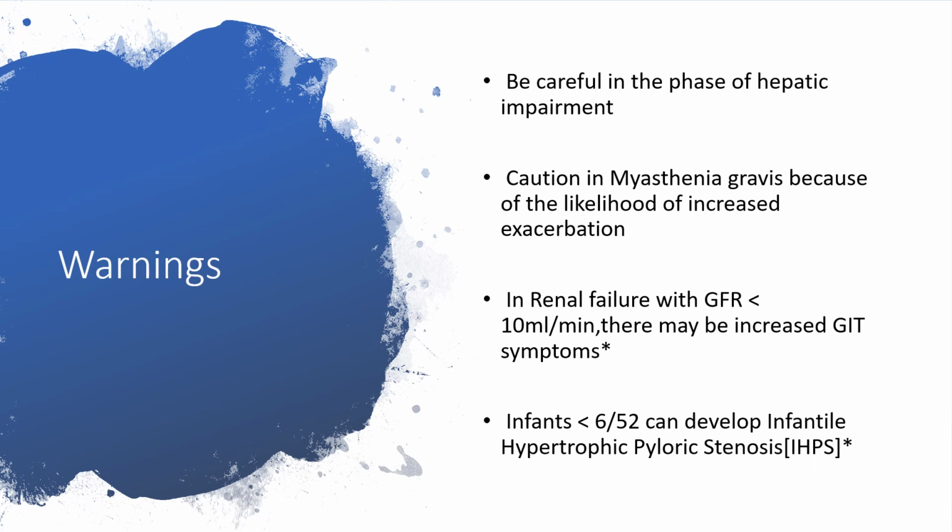In myasthenia gravis, we have to be cautious. And the reason is it can actually increase the exacerbation of myasthenia gravis. In renal failure with glomerular filtration rate that is pretty low, as low as 10 ml per minute, there's likelihood of increased gastrointestinal tract symptoms. So don't give azithromycin if you have now gone through the renal system and the glomerular filtration rate is less than 10 ml per minute.